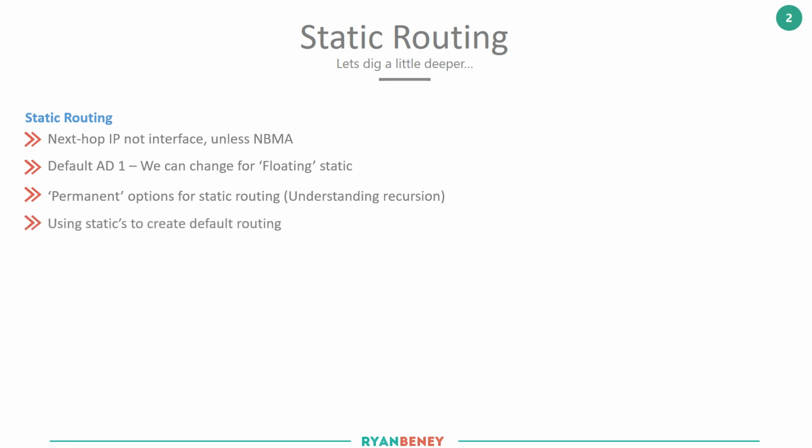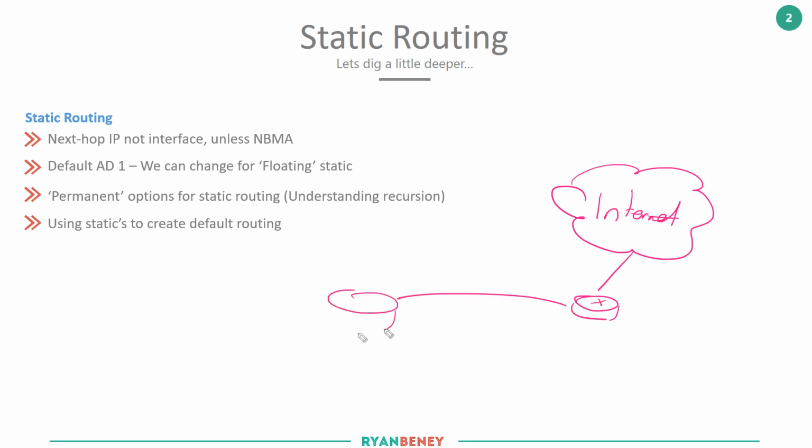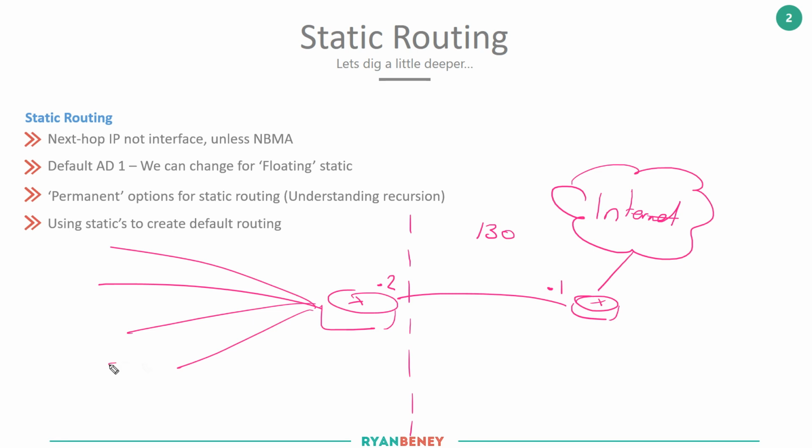So we can use static routes to create default routing. So we have an internet out here, and our provider is giving us a router, and on the edge of our network, let's say this is where our demarcation is with the provider. On the edge of our network, we have a /30 with the provider, .1 over here with .2, and then we have the rest of our network. Maybe it goes downstream towards the core or distribution layer and so forth.